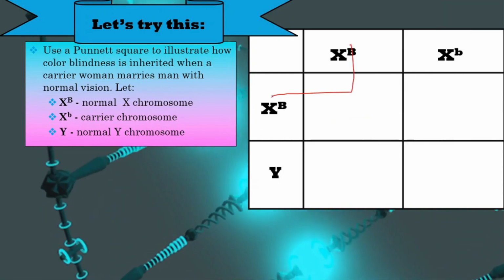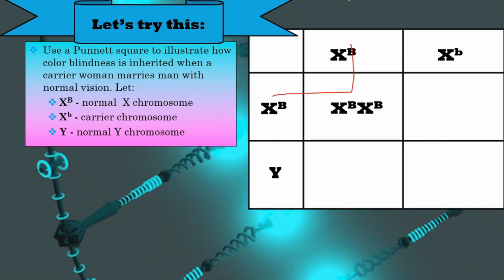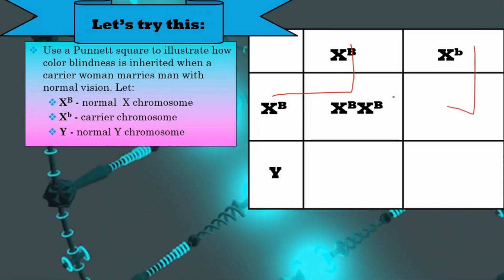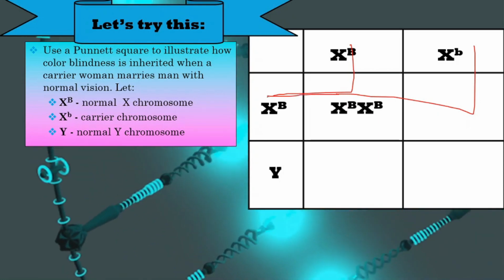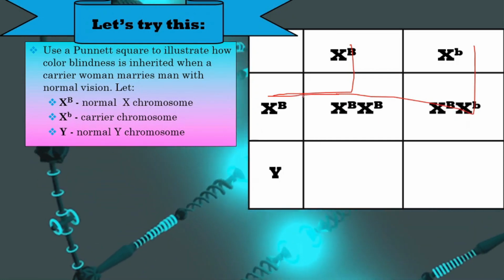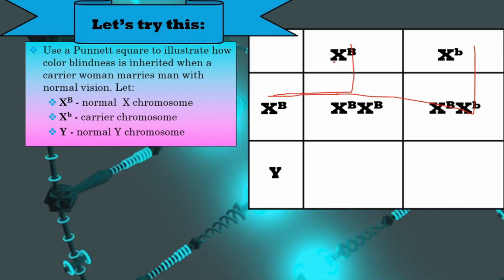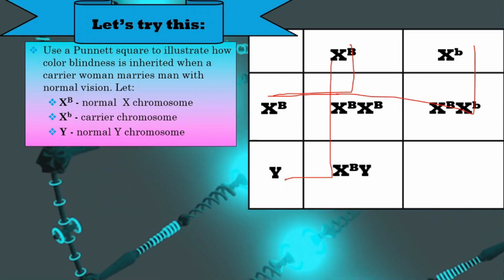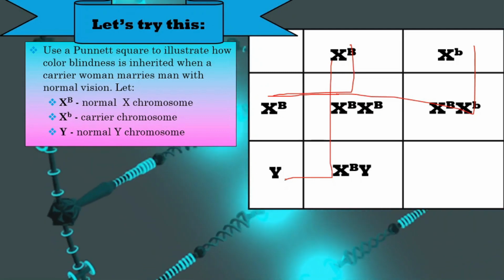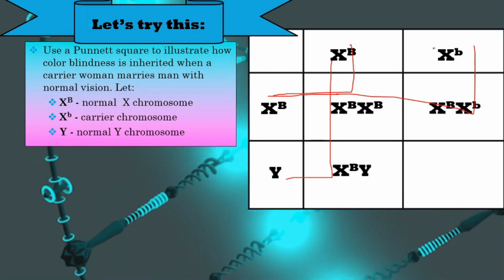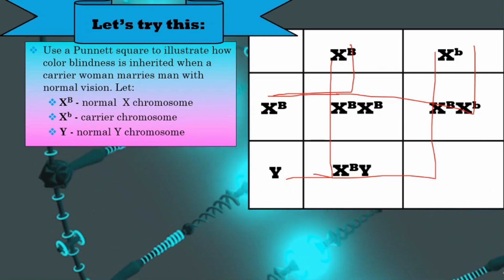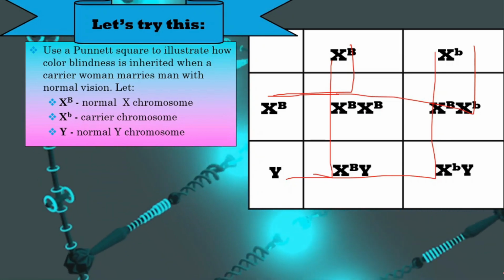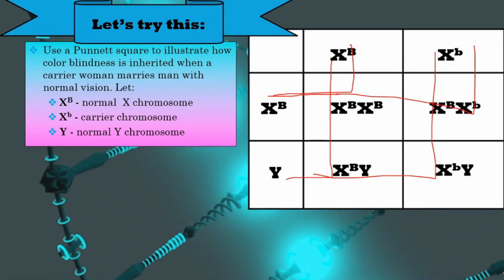Cross these two alleles, which will give X capital B, X capital B for this part. XB, X small b for this part. The normal X chromosome and the normal Y chromosome, X exponent of capital B, then Y, for this part. And for this part, X small b, Y. So let's determine the phenotypic ratio and the genotypic ratio of the offspring.